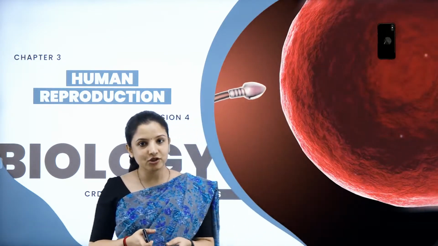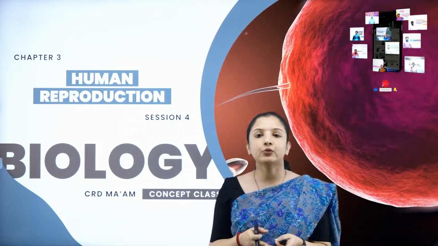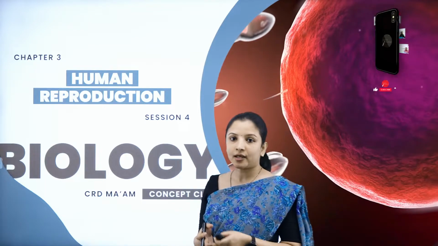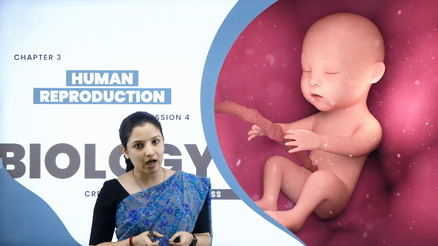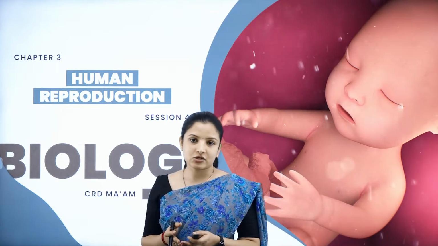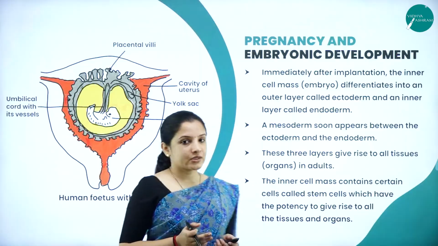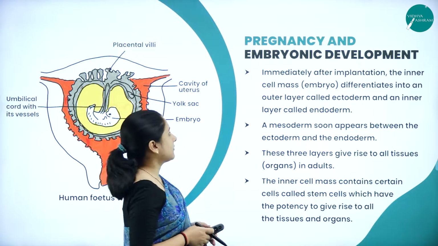So in the previous session of this chapter, we had discussed about menstrual cycle and we learnt about fertilization and implantation. Now, since we know how fertilization occurs and implantation takes place, we can move into the next step, that is pregnancy and lactation. So, we shall start with pregnancy and embryonic development.